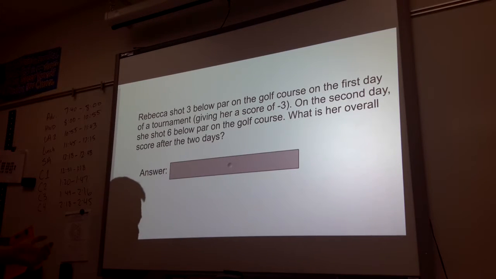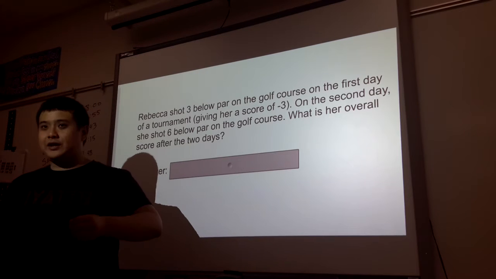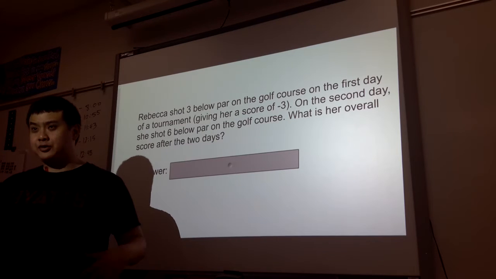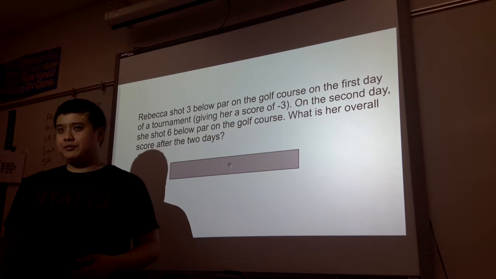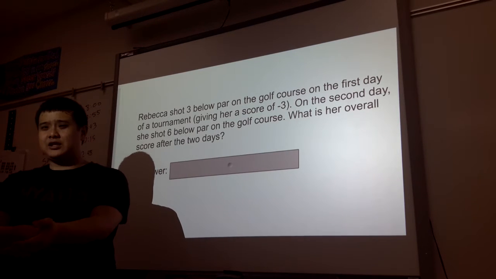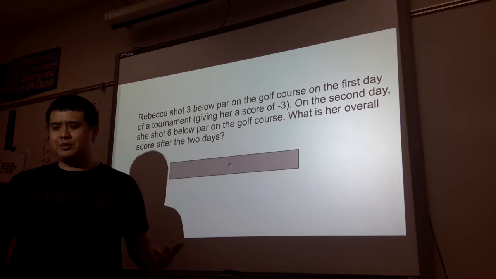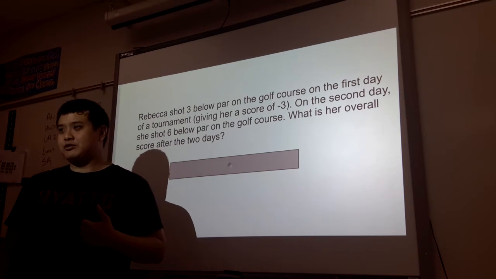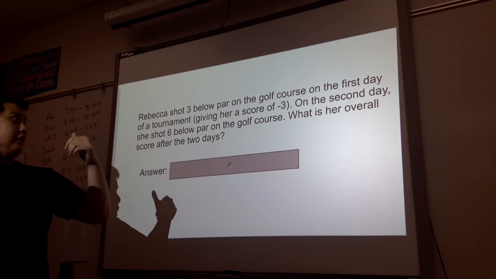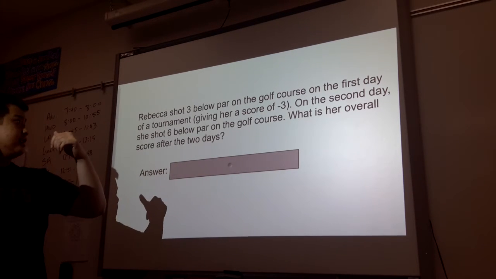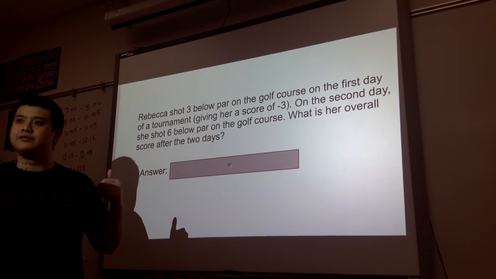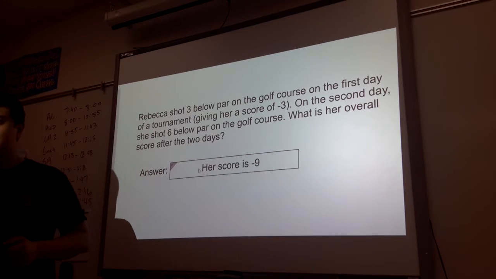Alright, so if you do not understand golf, par means 0, that's the expected score. If you need fewer hits, which is a good thing, you get a negative number for your score. Don't worry about golf questions on tests or quizzes, because I understand that not all of us have that background knowledge, but this is just for the notes, okay? So she shot 3 below par, which is negative 3. On the second day, she shot 6 below par. What's her overall score going to be, Jenna? Negative 9. Okay?